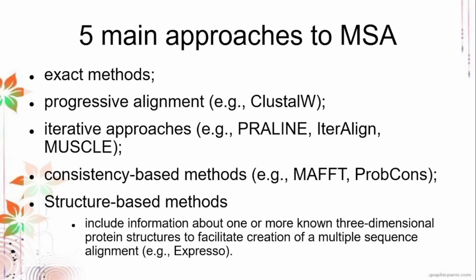Of course, these are standalone programs. PRALINE is also a standalone program, but usually used by Linux users. So I'm not sure if there are any Windows programs here. MUSCLE is a Windows-based program. Now, consistency-based methods like MAFFT and ProbCons. MAFFT also, I think, is in the MEGA software. ProbCons is another software. So these are algorithms. Actually, MUSCLE is also an algorithm. PRALINE too, these are algorithms, but they are also programs. So let's just say, for example, why is the program also an algorithm?